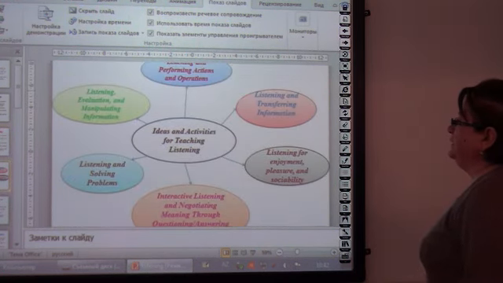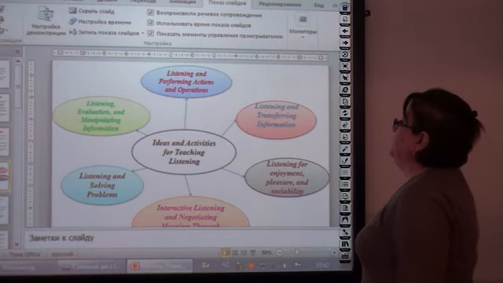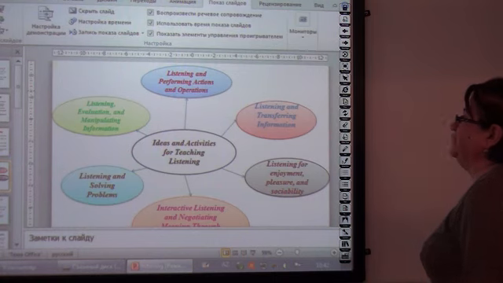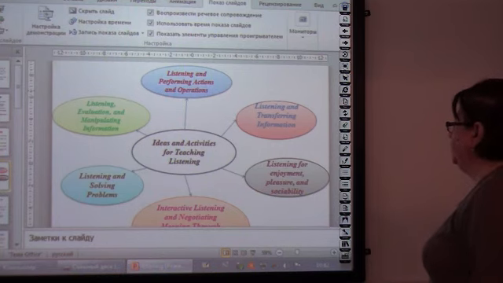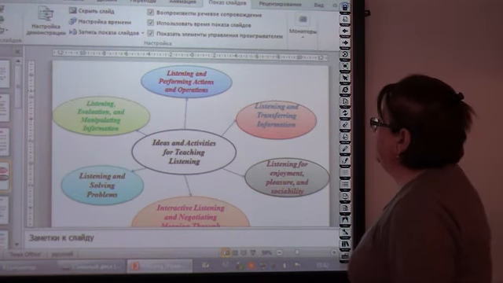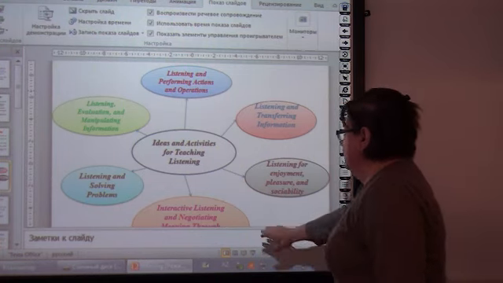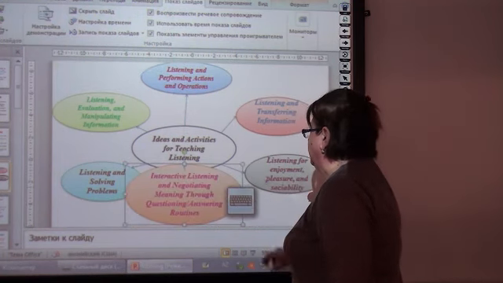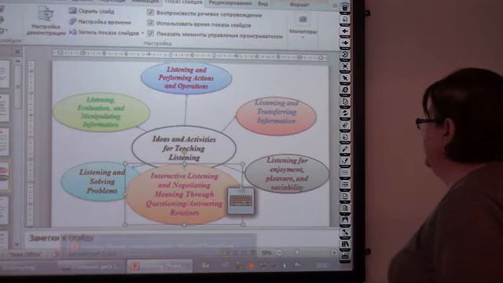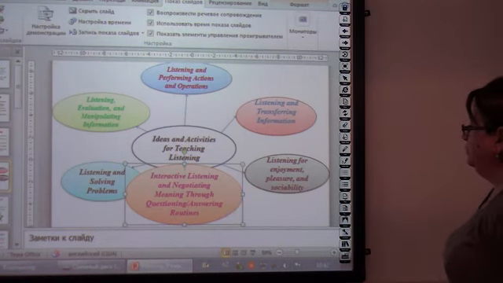Okay, ideas and activities for teaching listening. First, listening and performing actions and operations. Second, listening and transferring information. Fourth, listening for enjoyment, pleasure, and sociability. Then, listening, evaluation, and manipulating information. Listening and solving problems. Then, interactive listening and negotiating meaning through questioning, answering rules. Okay.